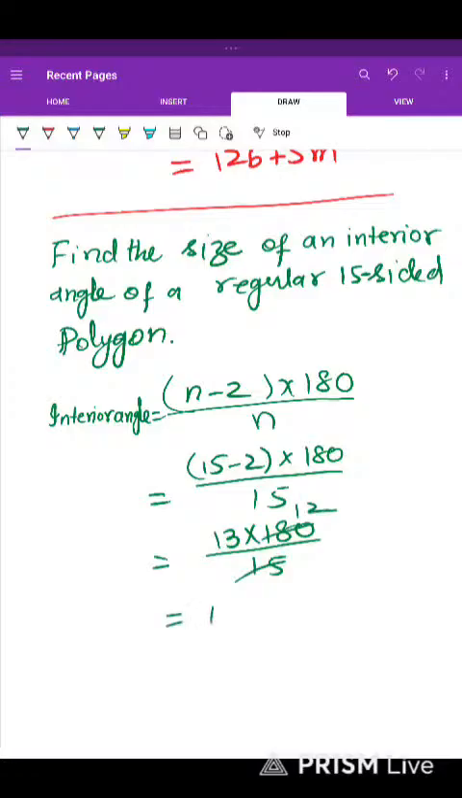So 13 and 12, the product will give us the angle. 12 and 13 getting multiplied. So 13 multiplied by 12 is what? 2 times 3 is 6, 1 carry 1, 12 plus 3 is 15. So 156 is the measure of that angle.